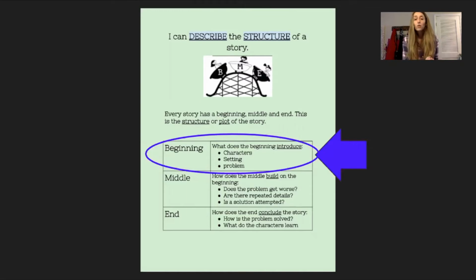So I want you to be thinking, and maybe even jotting down while you're listening to me read, who are the characters that we're meeting? What is the problem that's happening at the beginning of the story? And what is the setting? All of those things need to be included in your chart, as well as any big important events that happen at the beginning of the story. So maybe go and grab a piece of paper, pause the video again, and then we'll get started.